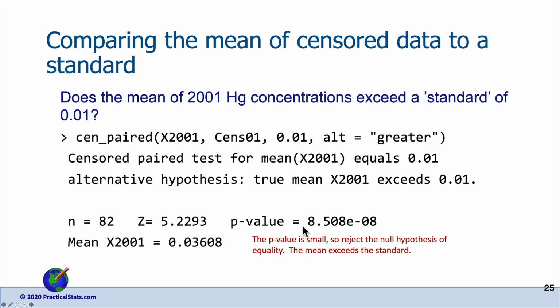So here the p-value is very small. We would reject the null hypothesis that the mean is at 0.01, and we would reject it in favor of the mean being greater than 0.01. And the observed mean is greater, 0.036. And here it's significantly greater. That means that we know it's large enough for the amount of data we've collected, the amount of information that we have, that we can, in a statistical sense, show that it is higher than 0.01.